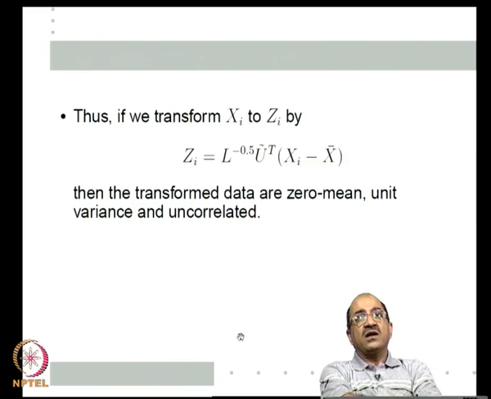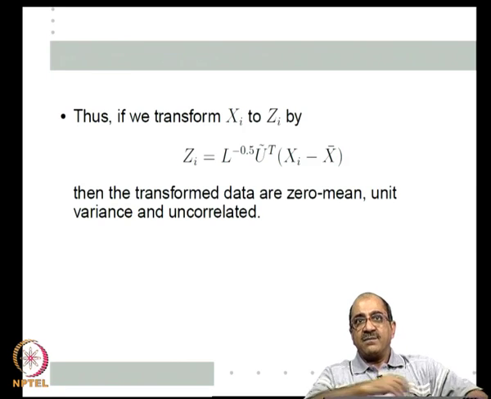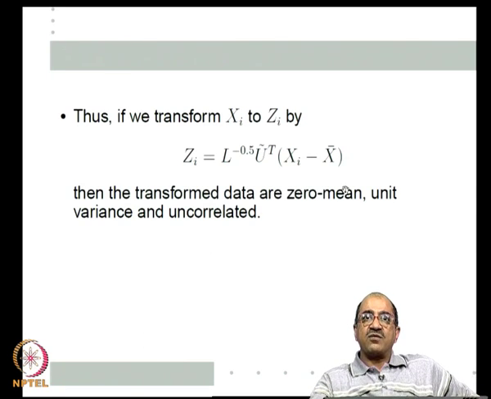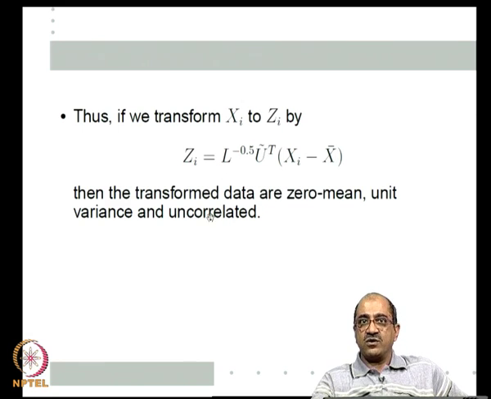What does this mean? If we transform x_i to z_i by using z_i equal to L to the power minus half u tilde transpose (x_i minus x bar), where x bar is the mean of the original data and u tilde is the matrix whose columns are the eigenvectors of the data covariance matrix, and L is the diagonal matrix whose diagonals are the eigenvalues of the data covariance matrix, then this transformation transforms vectors into 0 mean, unit variance, uncorrelated components.